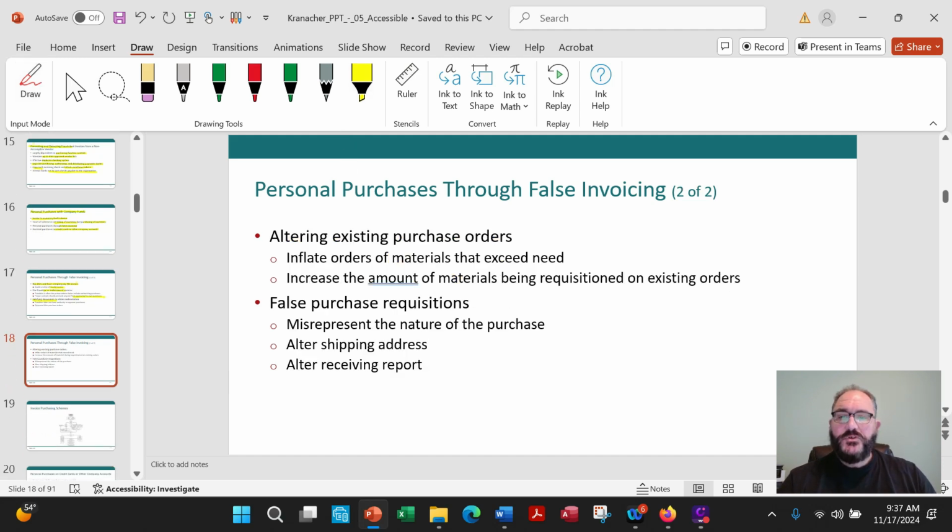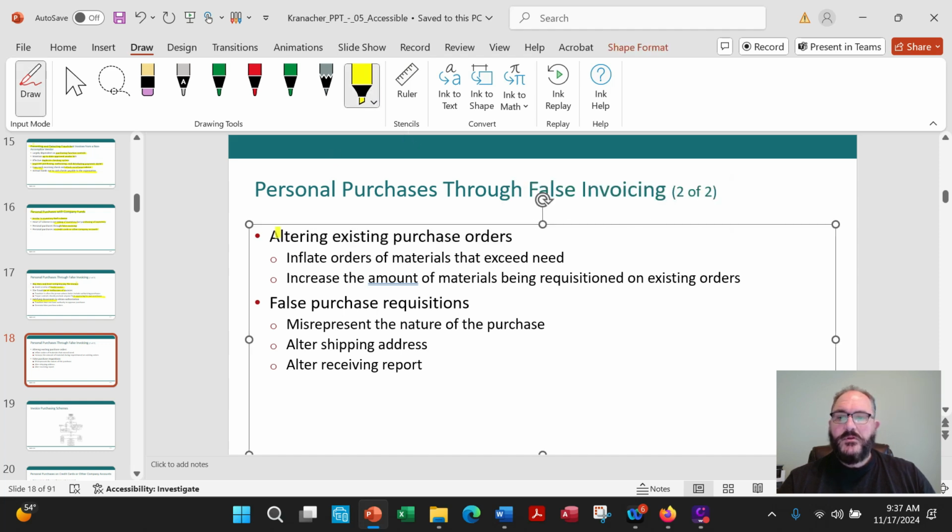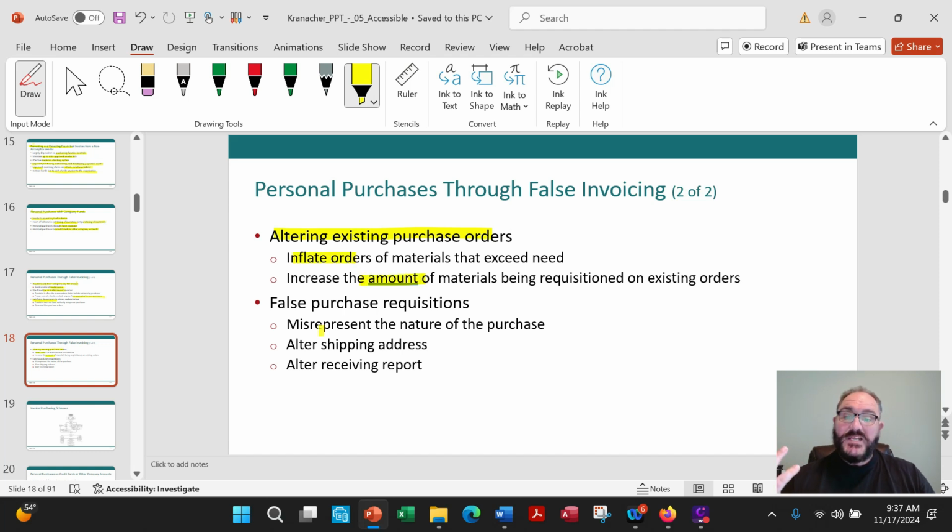Some other items you could do. You could alter the purchase orders, right? You could alter purchase orders, inflate the order, the amount of materials. Why is it needed? Misrepresent the nature of the purchase. Where is it being shipped to?